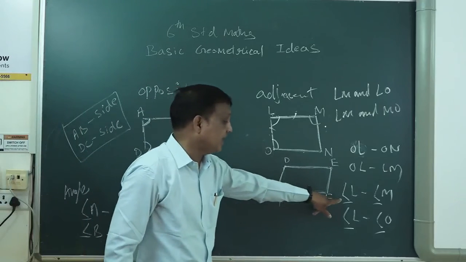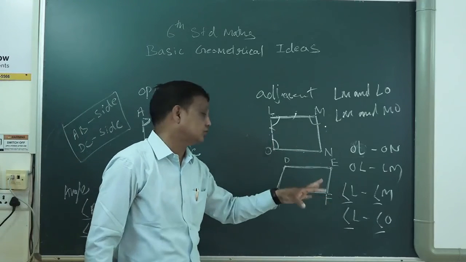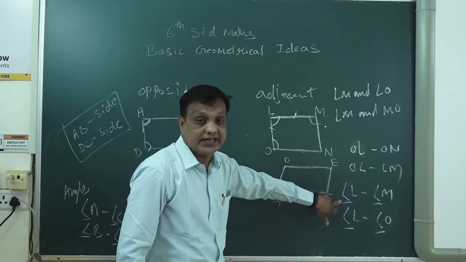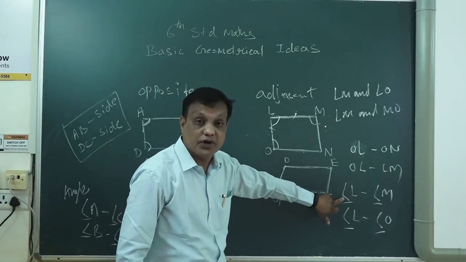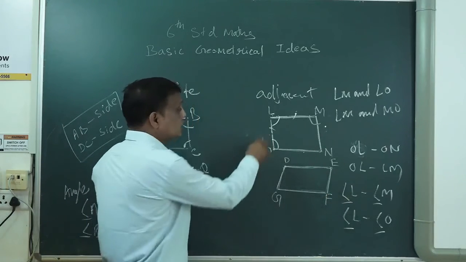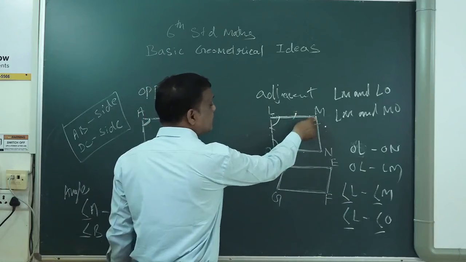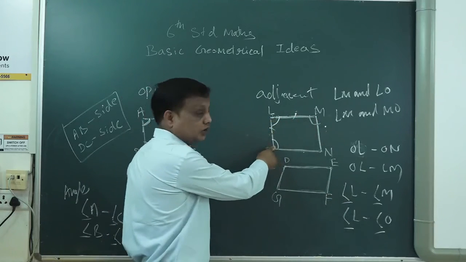This looks like an L, but it is not an L. It is a greater than sign. Sorry, it is a more than, greater than sign. That is called the angle symbol. So angle L is adjacent to M also. Angle L is adjacent to O also.